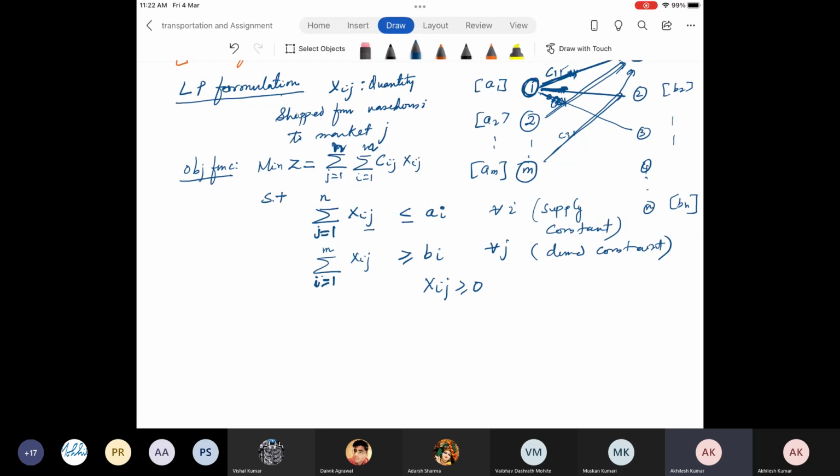So how many supply constraints and how many demand constraints do you have in totality? Sir, N and M. So you have N plus M constraints, out of which 1 to M are less than or equal to constraints and N constraints are greater than or equal to type. So you have to add a surplus variable and an artificial variable. Do you agree?